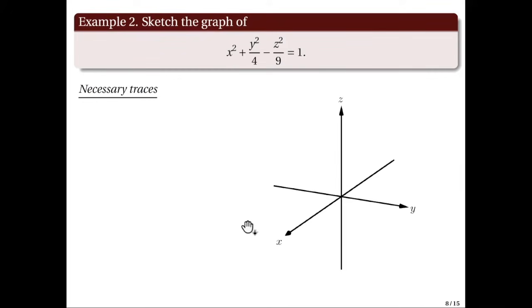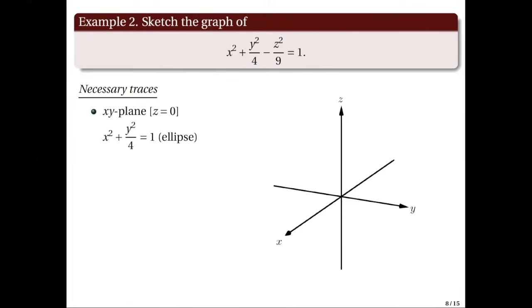Now for the necessary traces, recall that we need 3 ellipses which are drawn on planes perpendicular to the axis of the quadric surface and 2 hyperbolas. So for the ellipses, we can look at the trace on the xy plane and on 2 planes parallel to the xy plane. For the trace on the xy plane, we simply have to set the z-coordinate to 0, and when we do that in this equation, this term vanishes. It leaves us with the following equation.